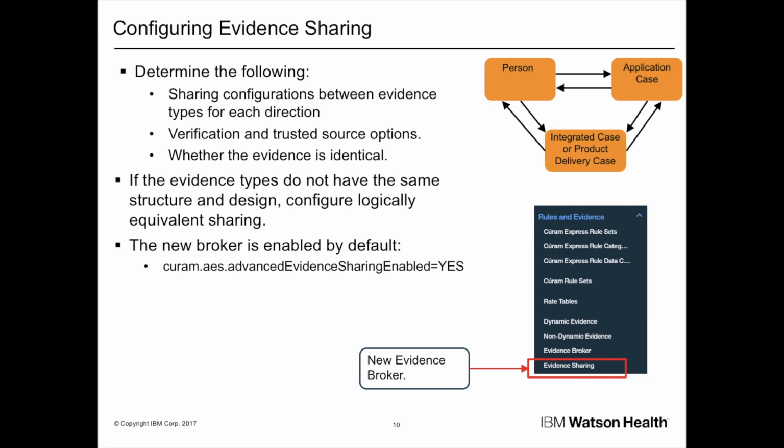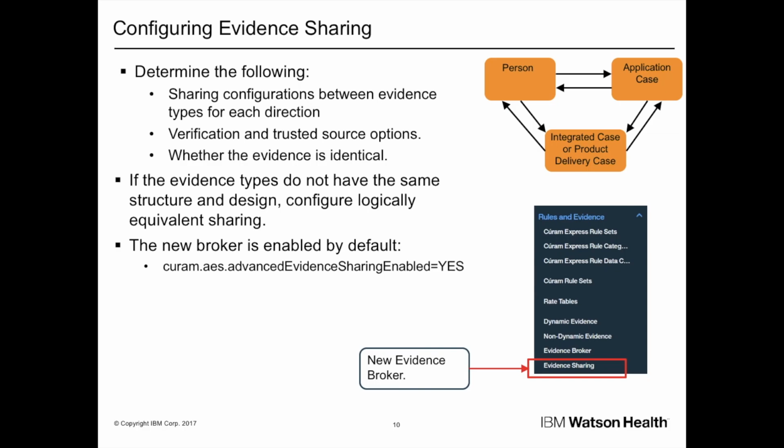If the broker shares verification items to a target case and the verification requirements are the same between the source case and the target case, it is not necessary for the caseworker to re-verify evidence that is already verified for that client. If the source and target evidence types are not identical, you must configure logically equivalent sharing.